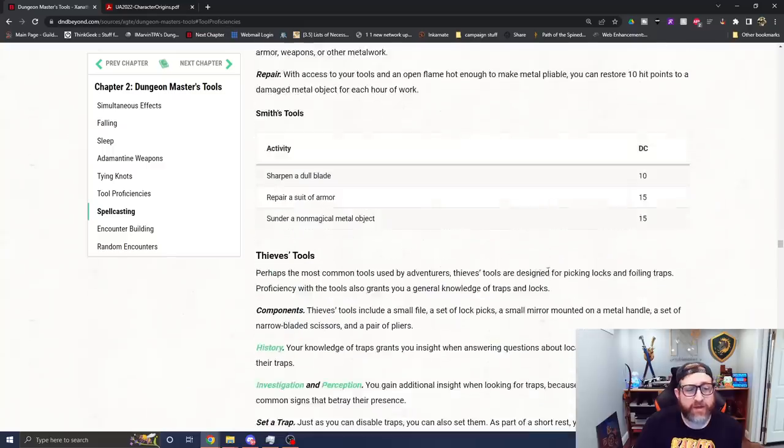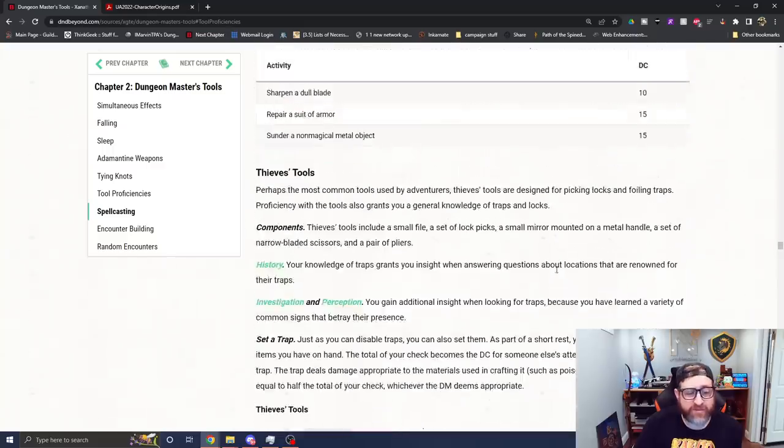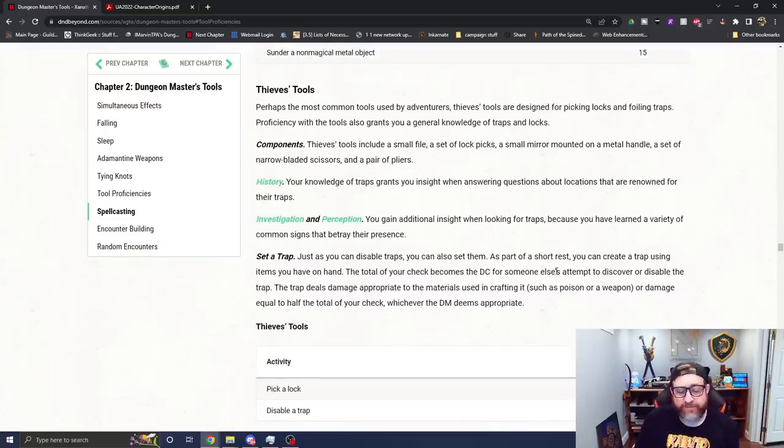And then we have thieves' tools. I think it might be one of the last ones. History. Which is not what you would think with thieves' tools. Your knowledge of traps grants you insight when figuring... Oh, that's awesome! When answering questions about locations that are renowned for their traps. And then investigation and perception, you gain additional insight when looking for traps because you've learned a variety of common signs that betray their presence.